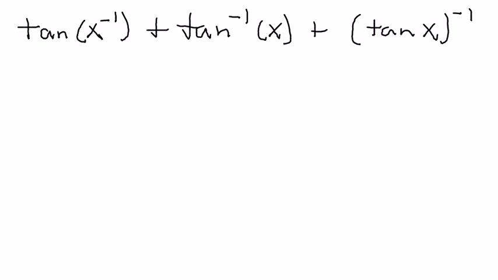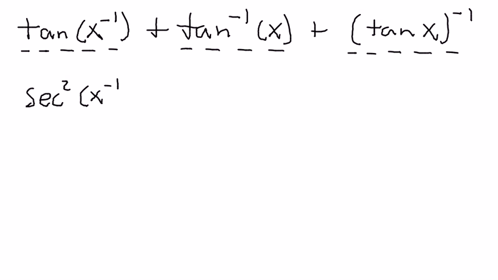Now on this first one, if I were to take the derivative, I have to use chain rule. On this second one, I would apply the rule that I just gave you for the inverse tangent. And on this third one, this is really cotangent. So ultimately, the derivative of tangent is secant squared of x to the negative 1 times the derivative of x to the negative 1, which is negative x to the negative 2, which I'll write as a fraction in just a moment.